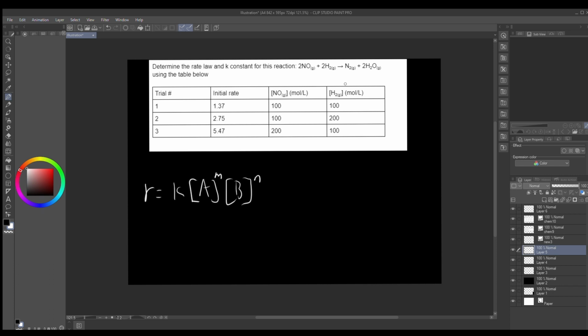And so, let's get started right away. What we want to do here is analyze the table. Over here, the concentration of NO doesn't change, while over here the concentration of H2 does change. So that means that for 100 mole per liter addition of H2, the initial rate changed this much, and then for 100 mole per liter addition of NO, the rate changed that much.